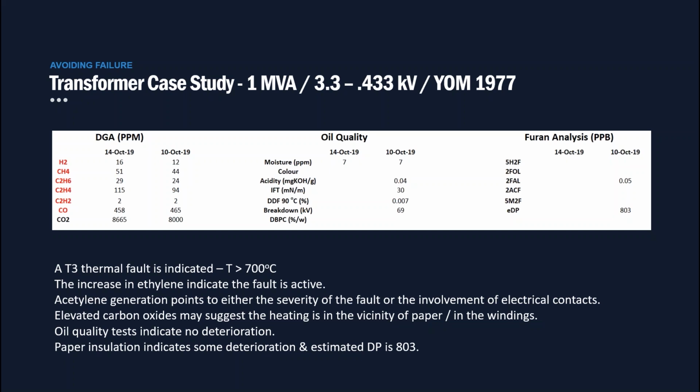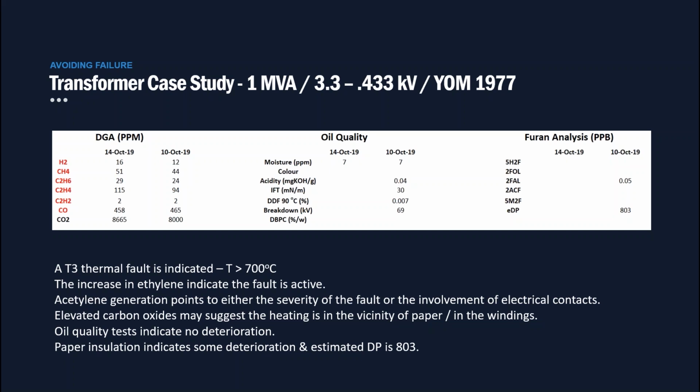And the generation of acetylene points to the severity of the fault and/or the involvement of electrical contacts. The carbon monoxide and carbon dioxide levels were elevated, and this could indicate the involvement of paper insulation in the heating.